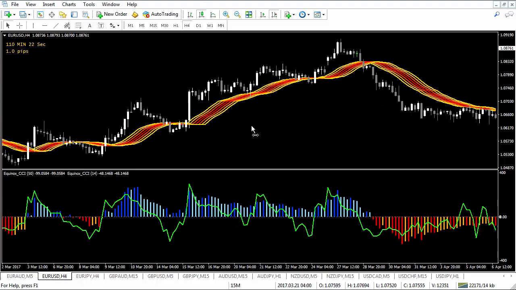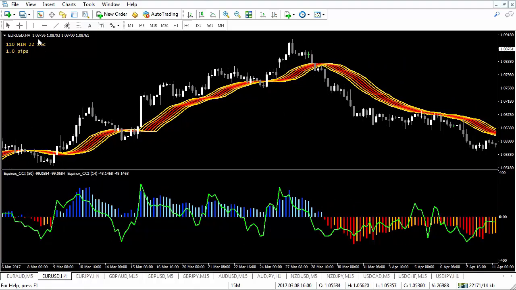Now, this is recent. This is what's happened just very recently. So first of all, the histogram turns blue and we get a close above the ribbon. This is a nice long trade.